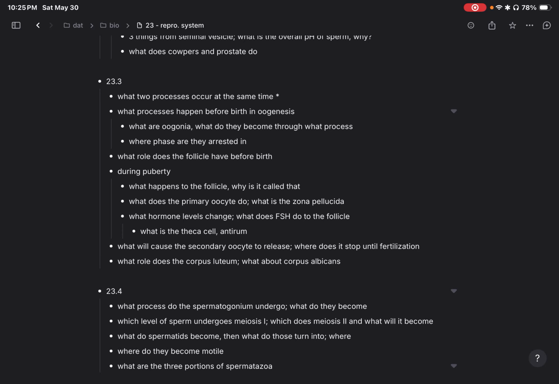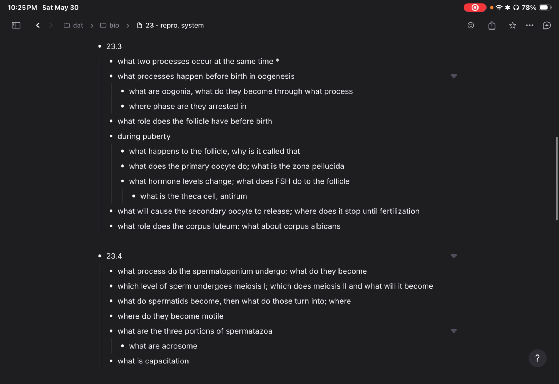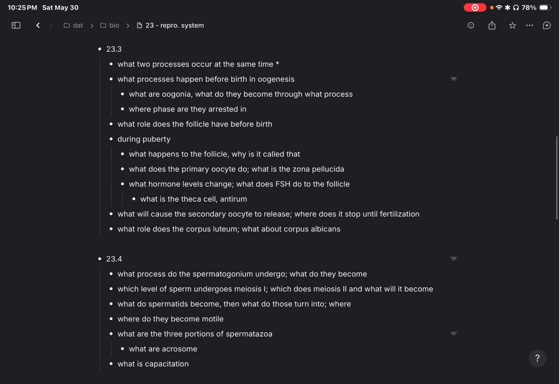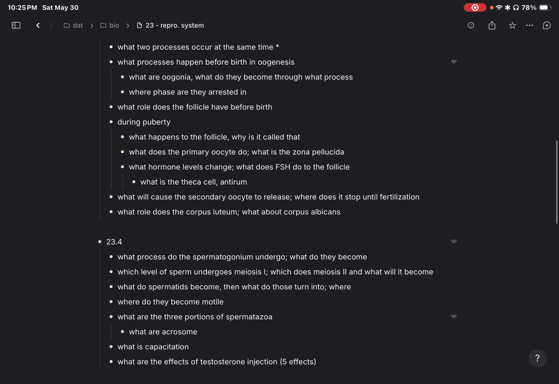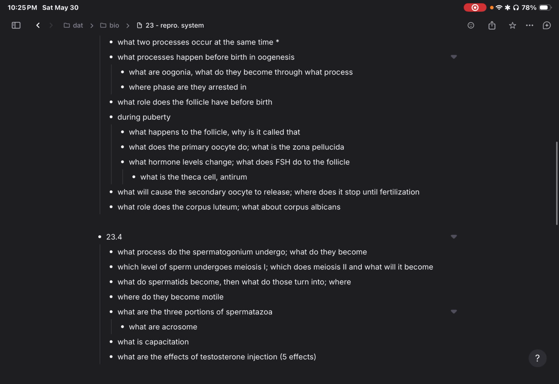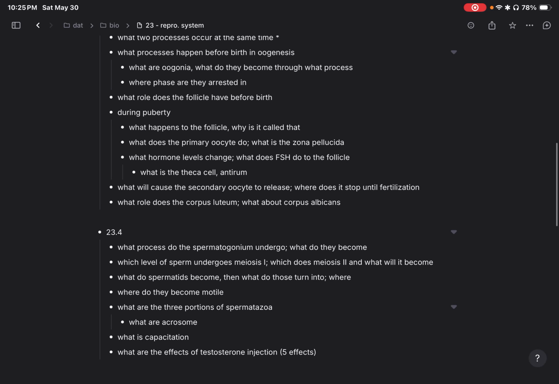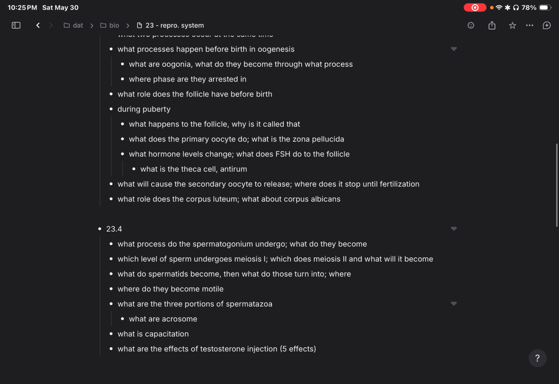Okay, I'm not too sure as to what is going on. What is the zona pellucida? I don't know, bro. On this diagram, it's just a little layer around it. I know that the antrum, I believe, or the theca cells will produce estrogen. The antrum is a fluid-filled cavity.